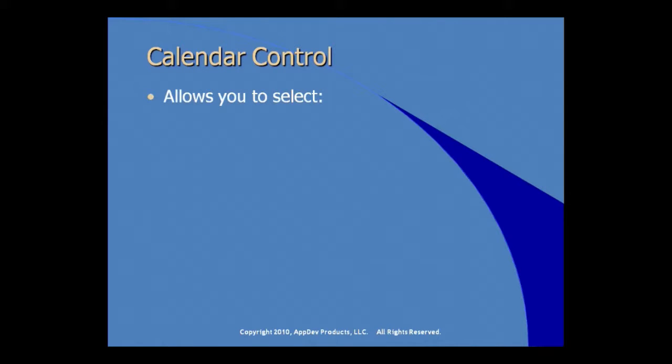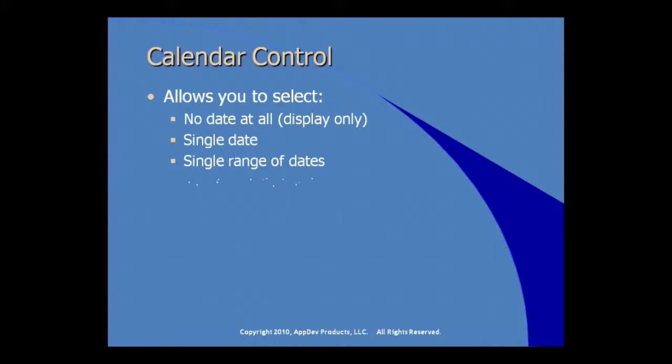The calendar control allows you to select no date at all. It means it allows you to display a calendar. You can select a single date, a single range of dates, or multiple ranges of dates. And that indicates you can also select multiple single dates. That is, a date here, a date there, and so on. You can set blackout dates so that users can't select certain dates, and they're indicated with an X or some UI.